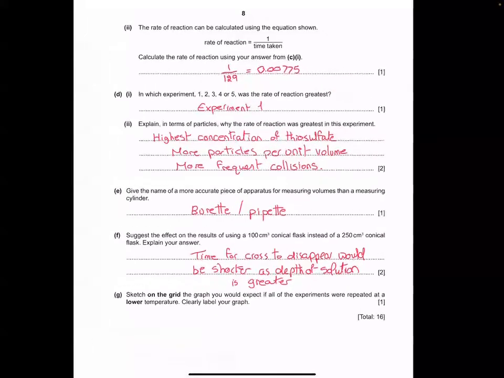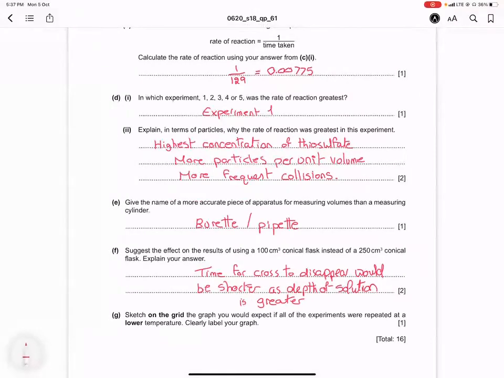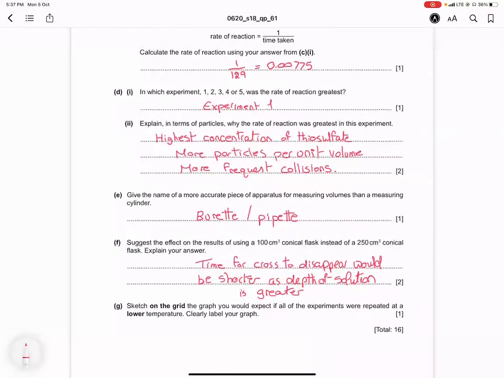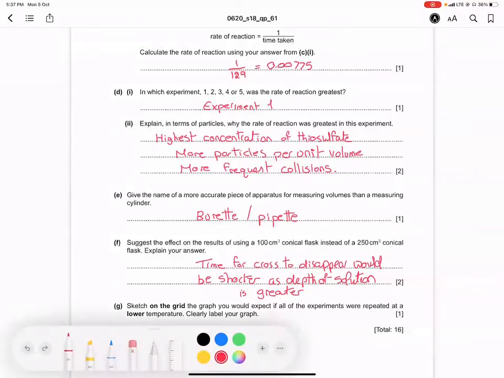Then C(ii), he just gave you a formula to substitute in: rate of reaction equals 1 over time taken. He wants you to calculate the rate of the reaction using your answer from C(i). You will take your answer from C(i) and put it in this formula. So if your answer is like mine, 129, it will be 1 over 129. It's also good to write the answer in decimals. Always in chemistry, take any answer to 3 significant figures.